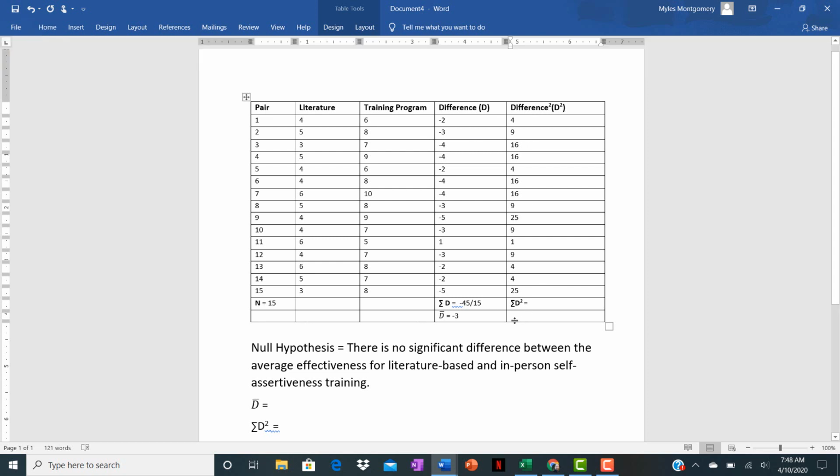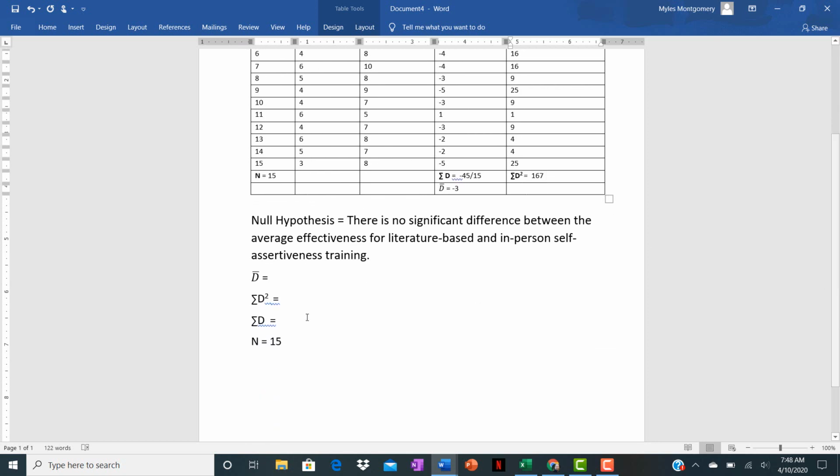If we add up all of this, sigma d squared, this is the d squared column, this is what you're going to find. It's 167. I've already done the math multiple times, so don't have to worry about that too much. Okay, let's go down to our scoreboard. We already know that n is 15. We know that sigma d, what is sigma d? Okay, -45. We know that sigma d squared right there is 167. And we know that d bar is -3.